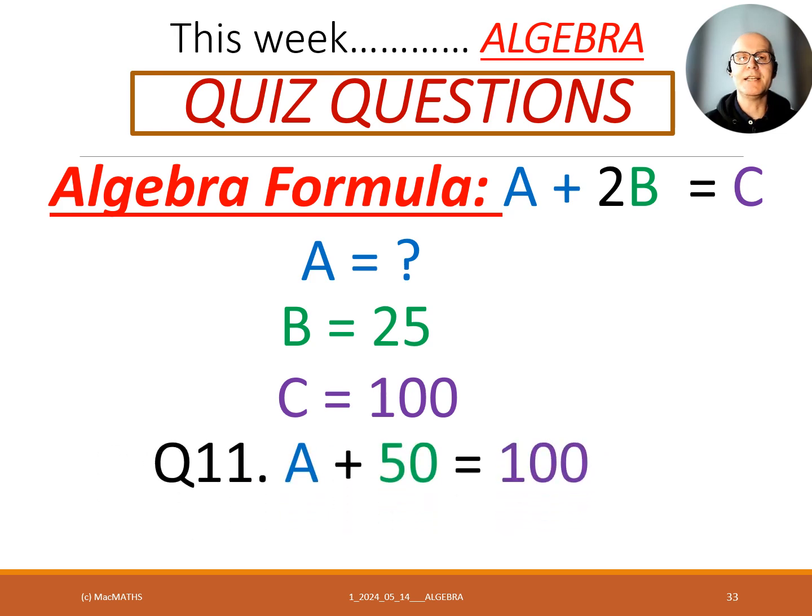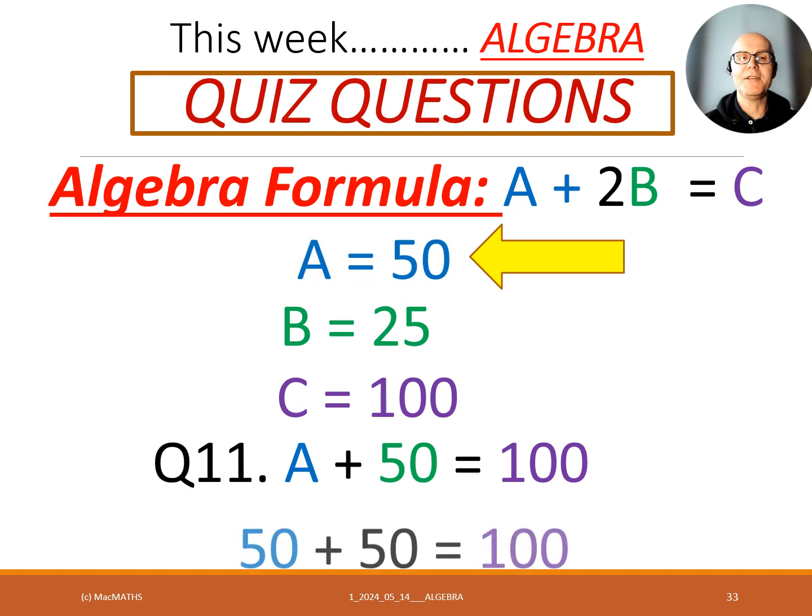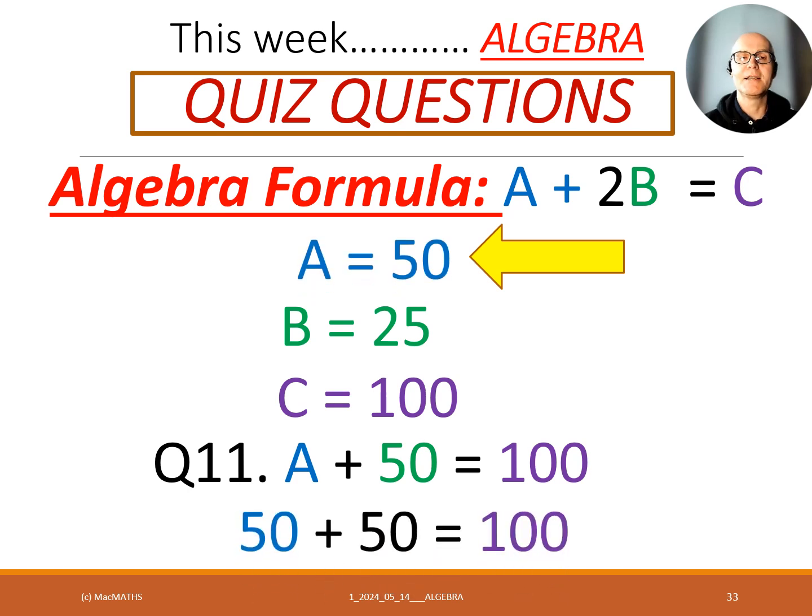2 times 25 is 50. So what number plus 50 equals 100? Or 100 minus 50 equals what number? It's 50. 50 plus 50 equals 100. So A equals 50.